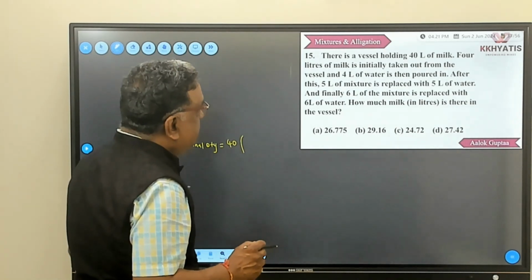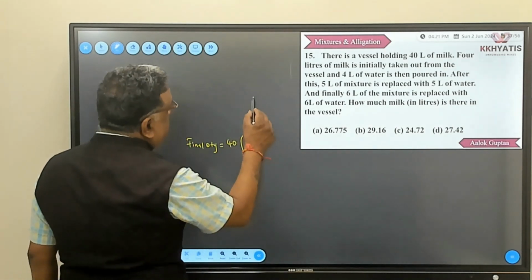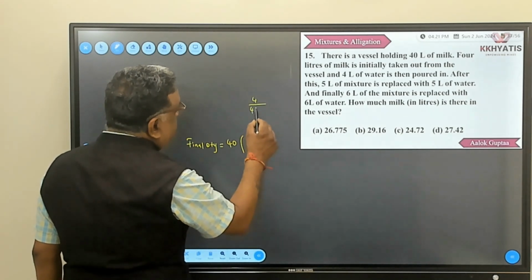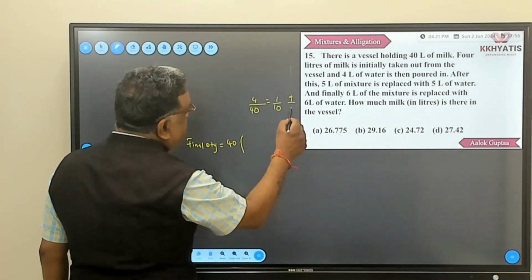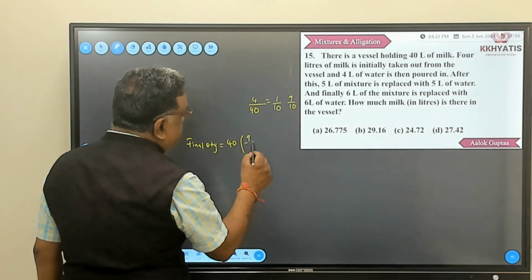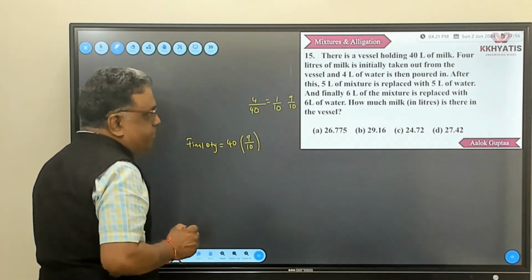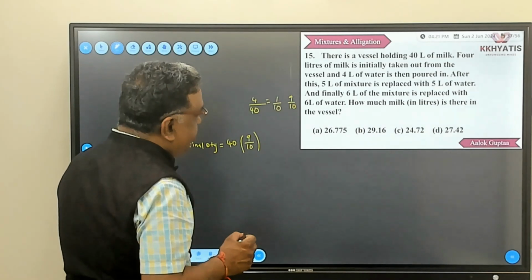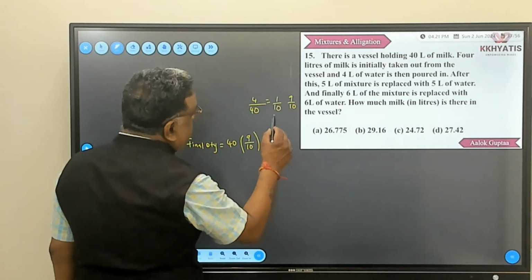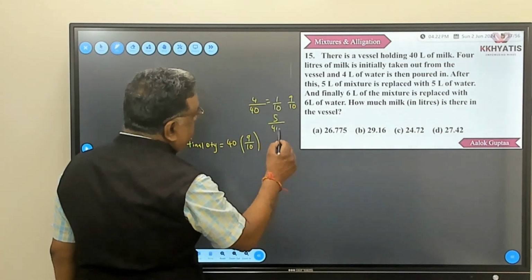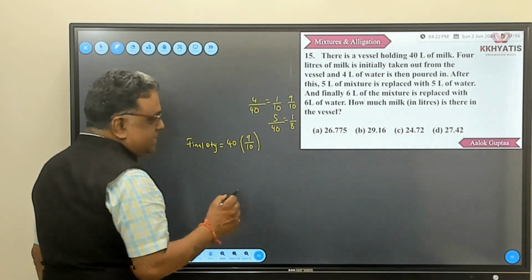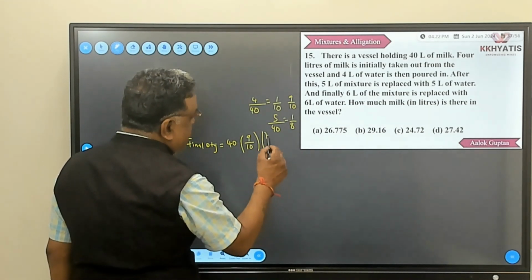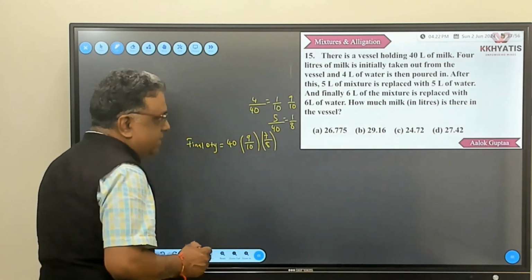So first, 4 liters of milk are removed, which means 4 out of 40 are removed, which means 1/10 is removed, which means 9/10 is left. So the first time, 9/10 of the fraction is left. Now the second time, 5 liters is removed. So 5 liters out of 40 is removed, which means 1/8 is removed, which means 7/8 is left. So the second time the fraction left is 7/8.